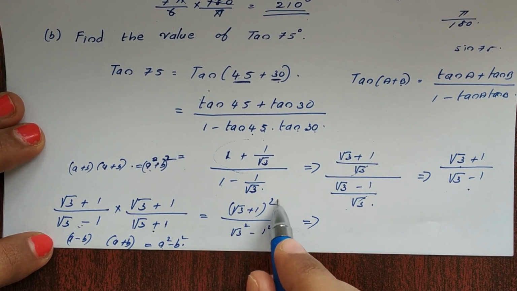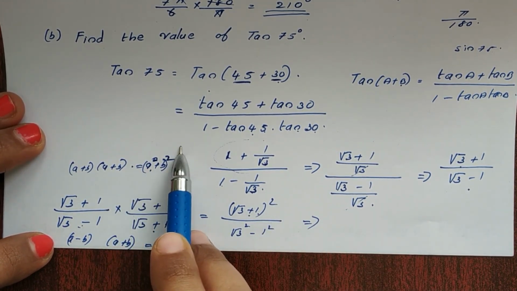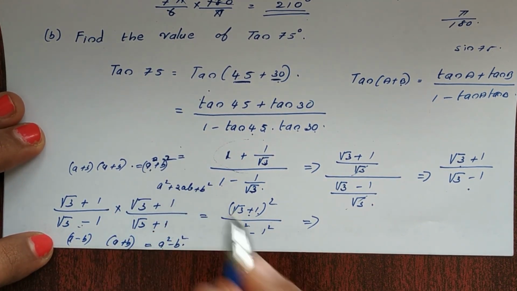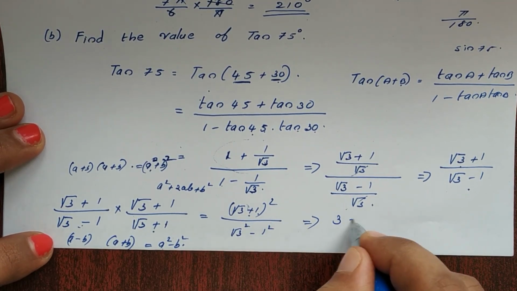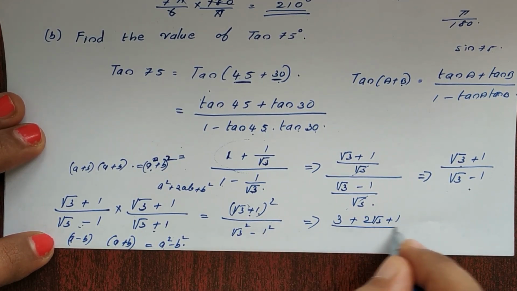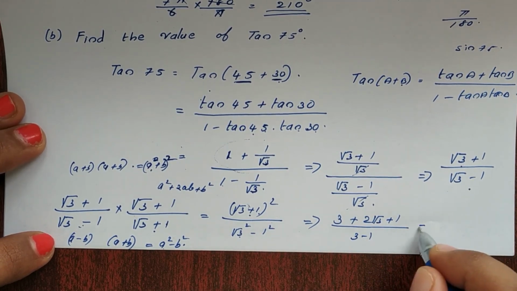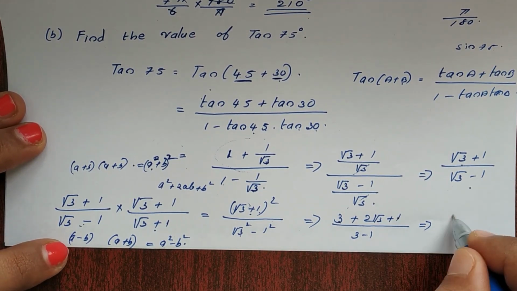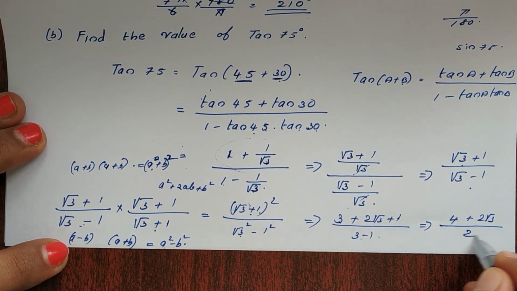Root 3 plus 1 the whole square, that is a plus b the whole square, a square plus 2ab plus b square. So a square is root 3 square, that is 3, plus 2 into root 3 plus 1, divided by root 3 square minus 1, that is 3 minus 1. This equals 3 plus 1, which is 4, plus 2 root 3, divided by 3 minus 1, which is 2.